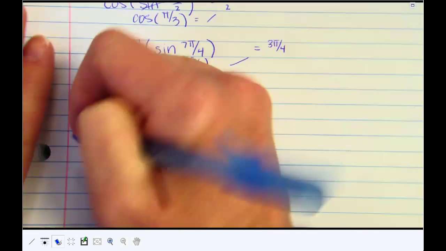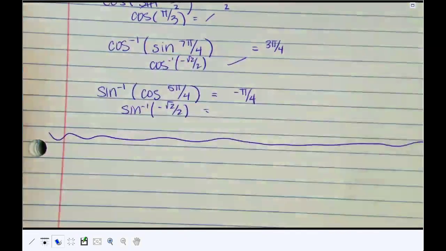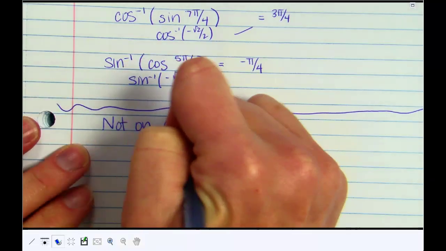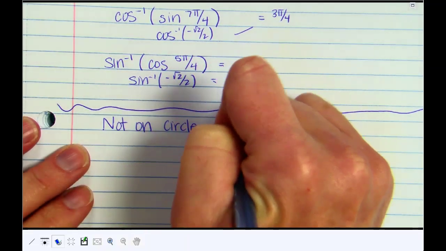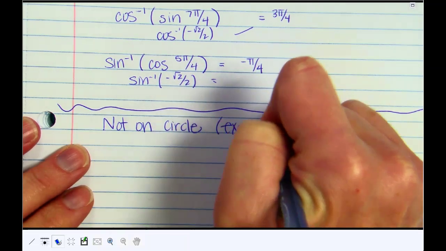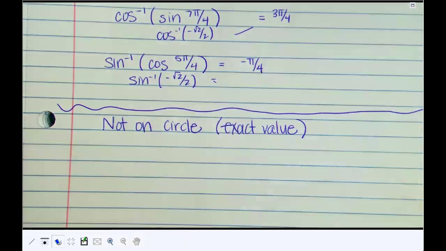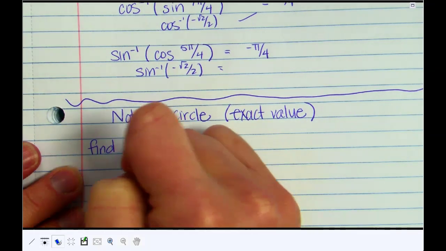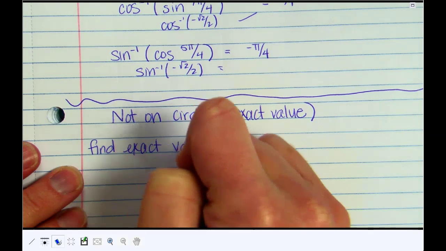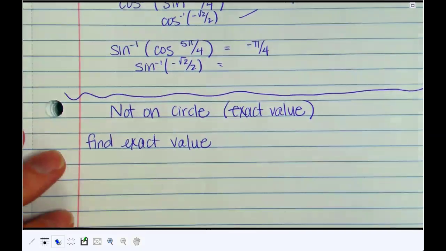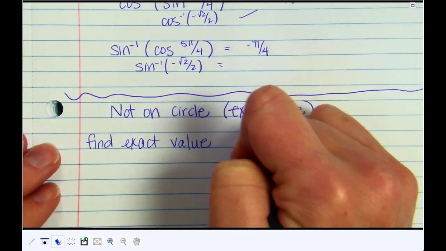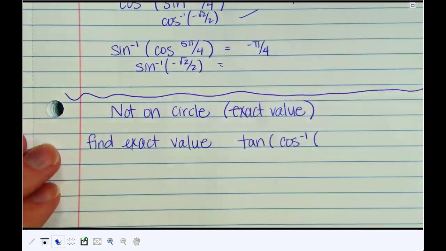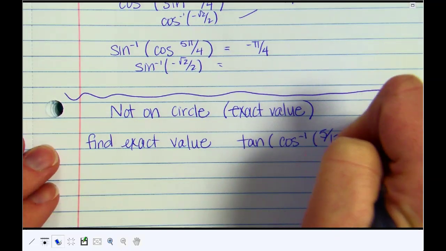Okay, so let's talk about what if it's not on the circle? It doesn't exist. Nope. But it still asks for exact values. So it will look something like this. Find the exact value of, let's go, tangent of cosine inverse of 5 over 13.